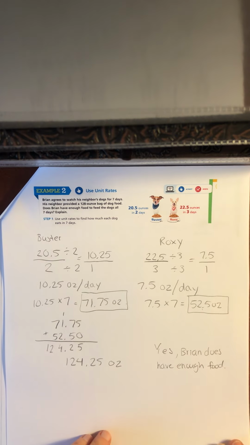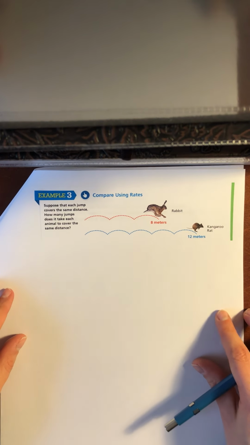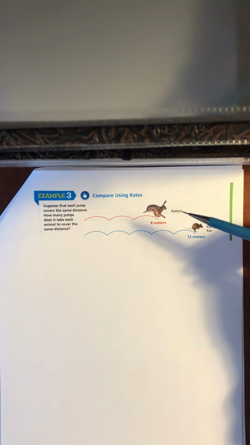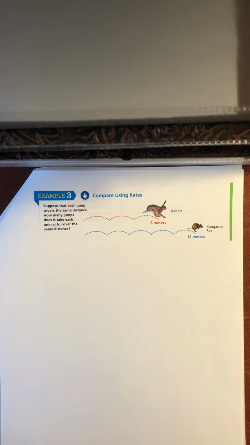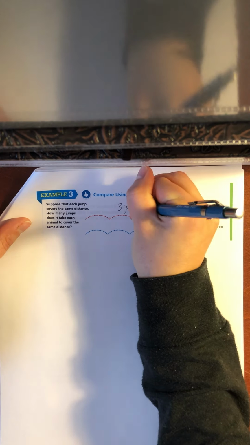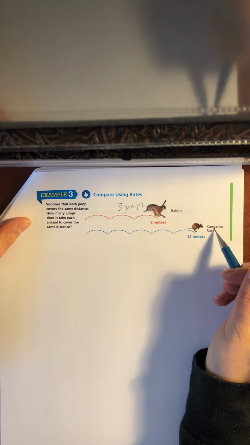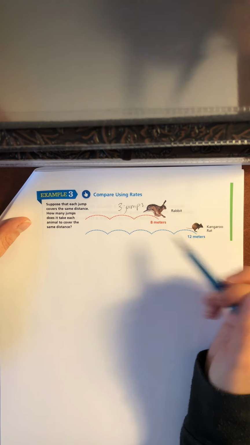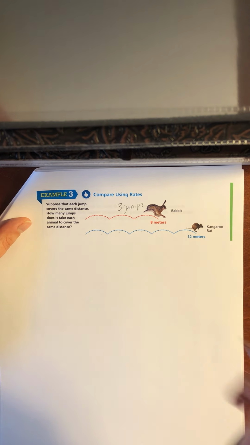Okay, next. All right, so compare using unit rates. Suppose that each jump covers the same distance. How many jumps does it take each animal to cover the same distance? So if we look at the rabbit, it traveled 8 meters with 3 jumps. 1, 2, 3 jumps. The kangaroo rat traveled 12 meters with 1, 2, 3, 4, 5 jumps.